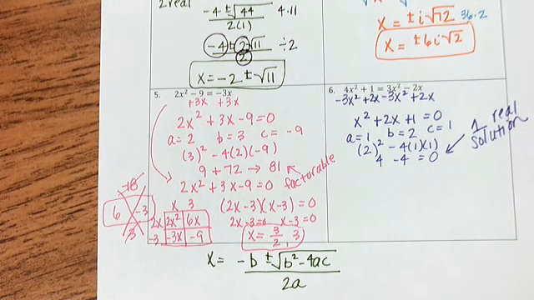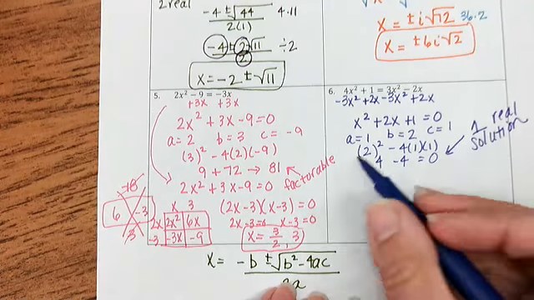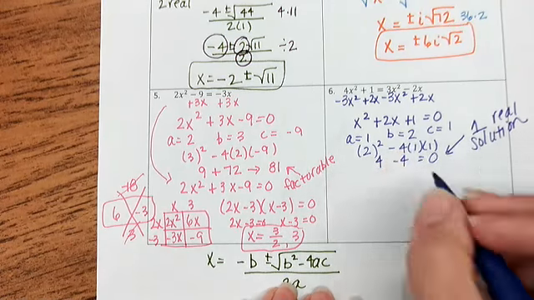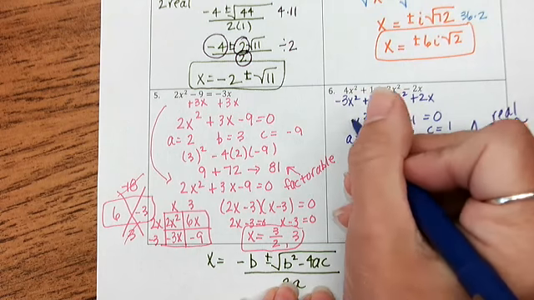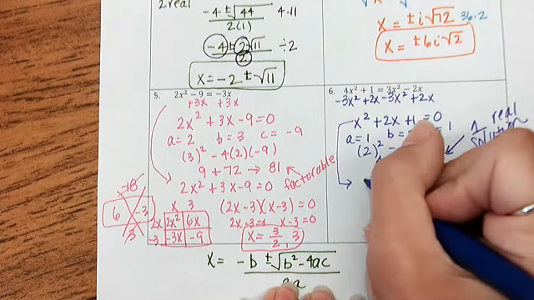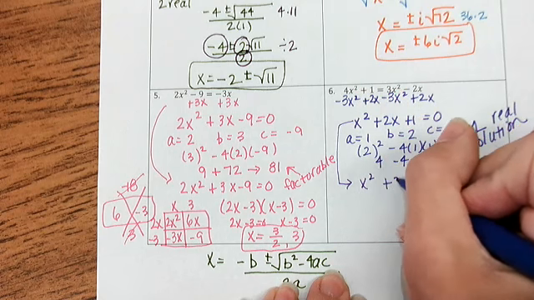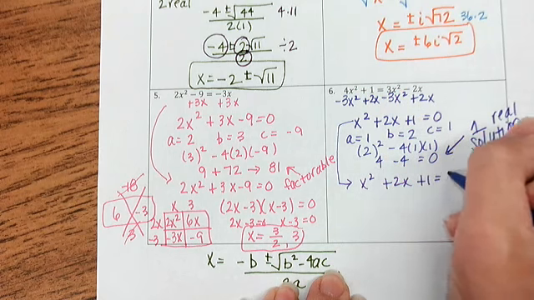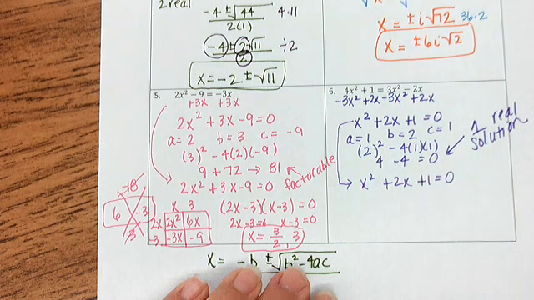Okay, I'll do both. I'm going to factor it and use the quadratic formula. So first thing I'm going to do is factor it. So I'm just going to rewrite it. x squared plus 2x plus 1. I'm going to factor this.